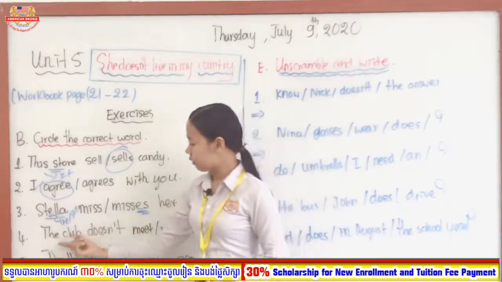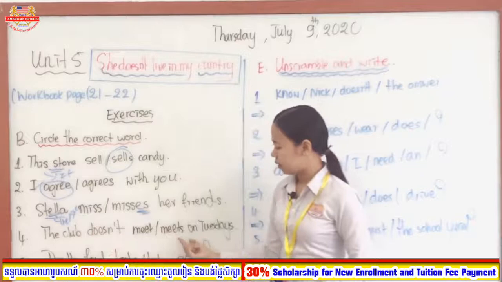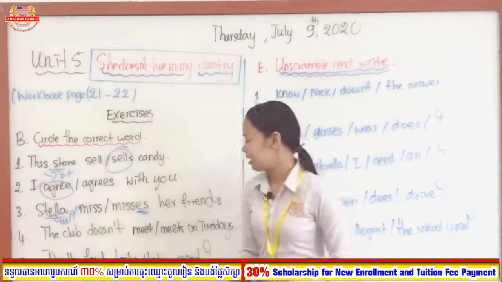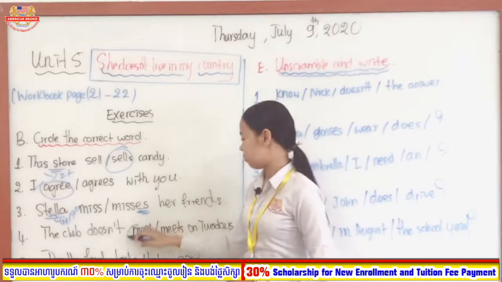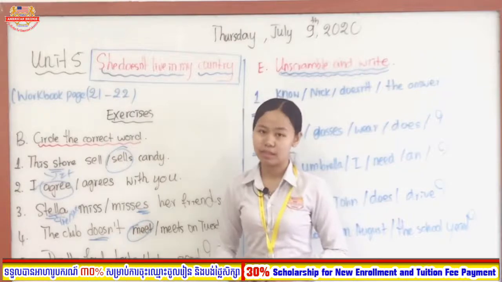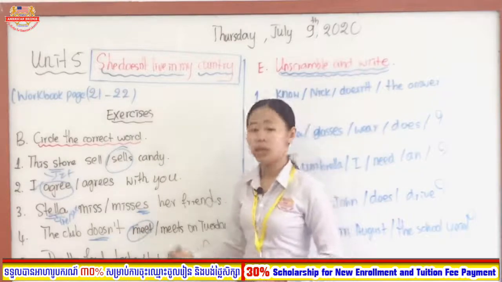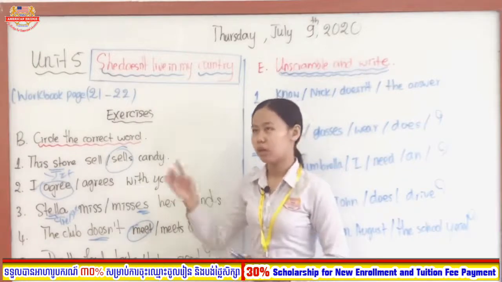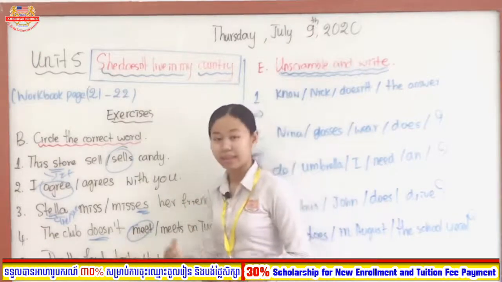And moving on to number 4, the club doesn't meet, okay, and meets with us on Tuesdays. This one is very easy, right? We use meet here, very good, without s because we have the auxiliary verb does in the sentence. So the verb here needs to be the verb in the present, which we call the infinitive verb. So we don't need to add anything because we use it with does.